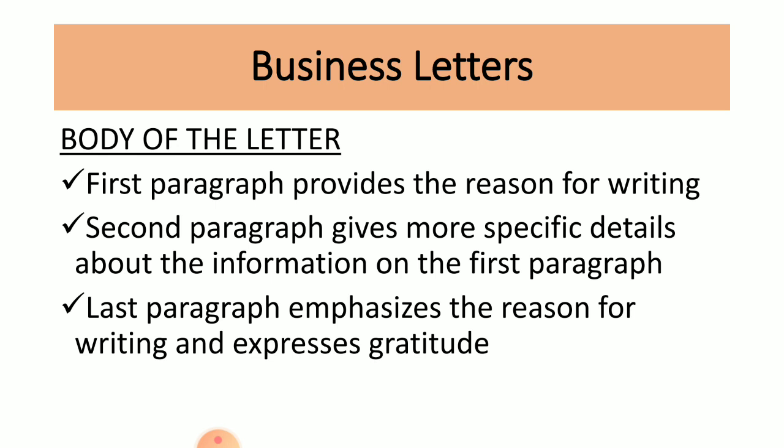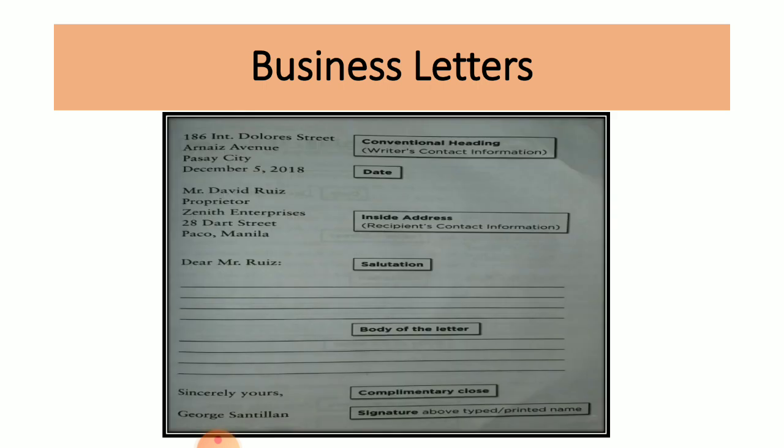So we have here the template which illustrates the parts and formats of a business letter. Here is a format of a business letter which uses the conventional heading. Under the conventional heading, we have the sender or the writer's contact information, which includes the address together with the date. Next is the inside address. This is the recipient's contact information.